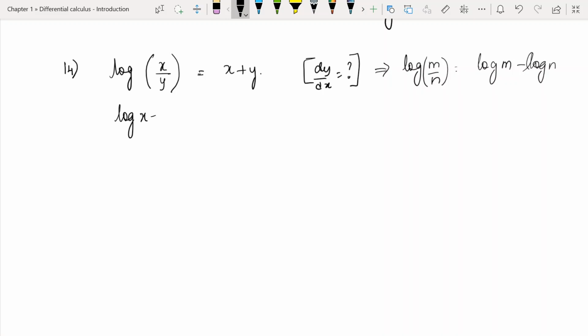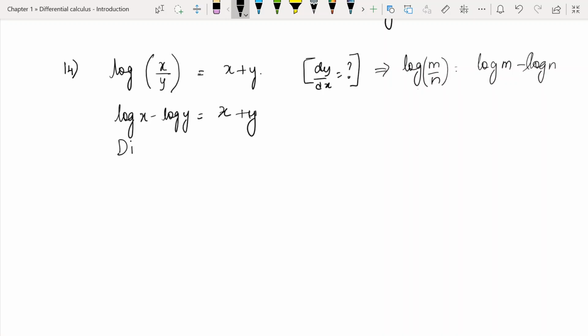Log x minus log y. Please remember, students, as soon as we see the question, we don't start differentiating. We first try to use some property by which we can simplify it. For example, here we use the logarithm property and we simplified it. This is equal to x plus y.